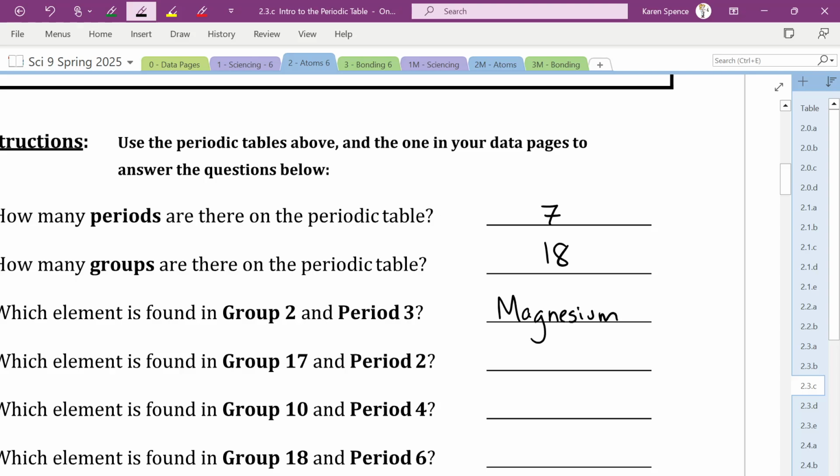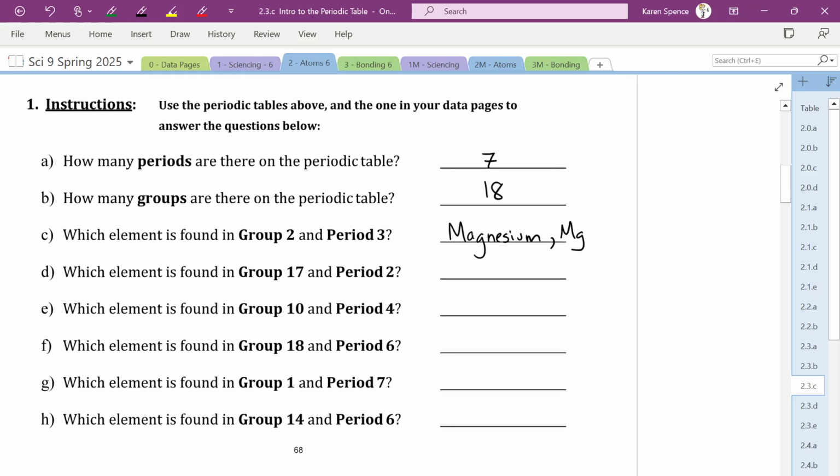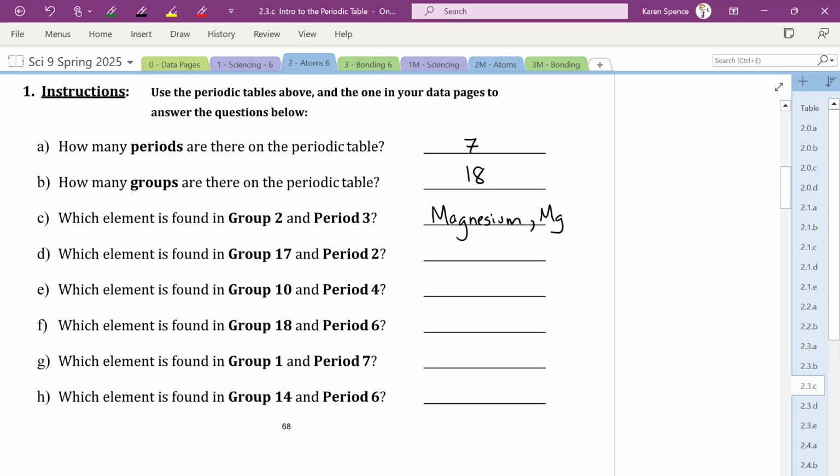And what I would suggest is that you write the name of the element, and then just so you get used to it, you write its symbol, Mg. Okay? That way you'll just get used to them. The more you use them, the more they will just be familiar to you. Do you think you can do the next few on your own? Group 17, period 2. Give those a try.